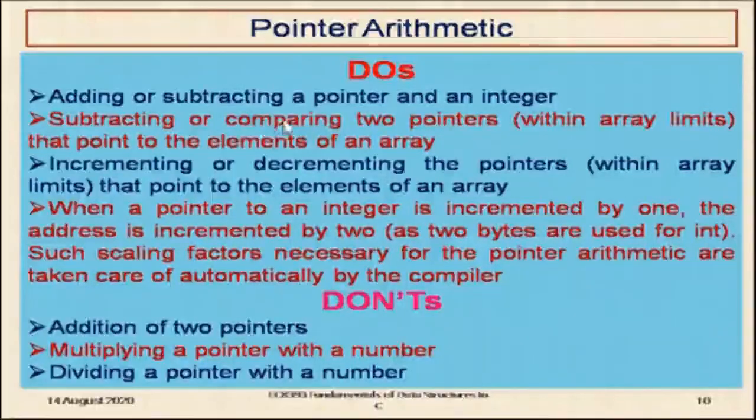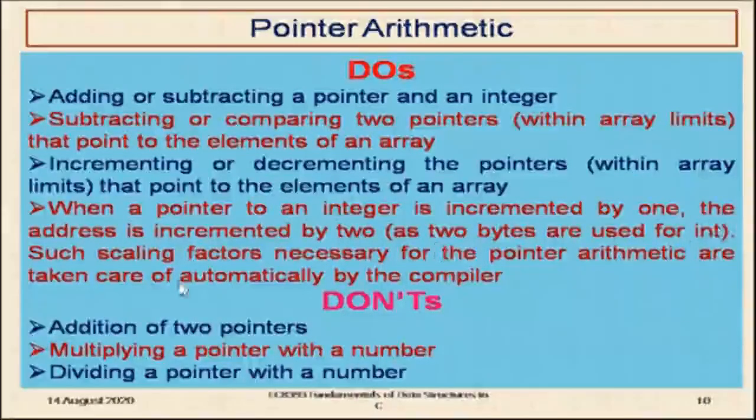And subtracting or comparing two pointers is allowed within the array limits, when they point to the elements of an array. Similarly, we can increment or decrement the pointers within the same array limits. We can perform the increment operation, decrement operation, subtraction operation or addition operation within the same array. That is allowed.